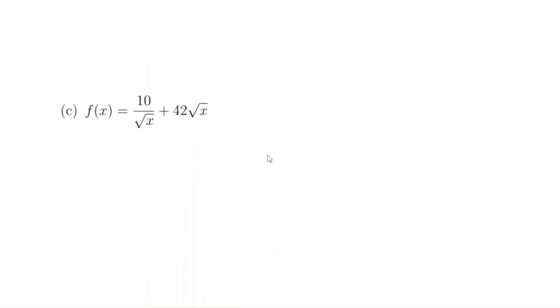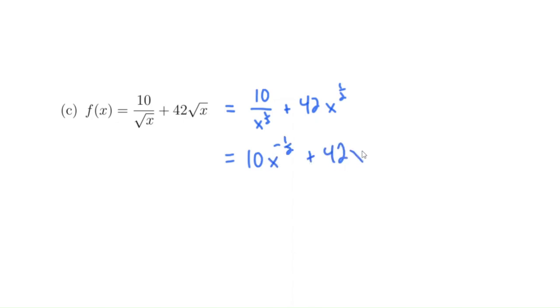How would we do something like this? Well, again, we're going to need to rewrite this. This is like 10 over x to the 1/2 power plus 42 times x to the 1/2 power. And I'm not doing any derivatives yet. I'm just simplifying things. And this would be like 10 times x to the minus 1/2 plus 42 times x to the 1/2. So 10 over the square root of x is the same thing as 10 times x to the minus 1/2 power.